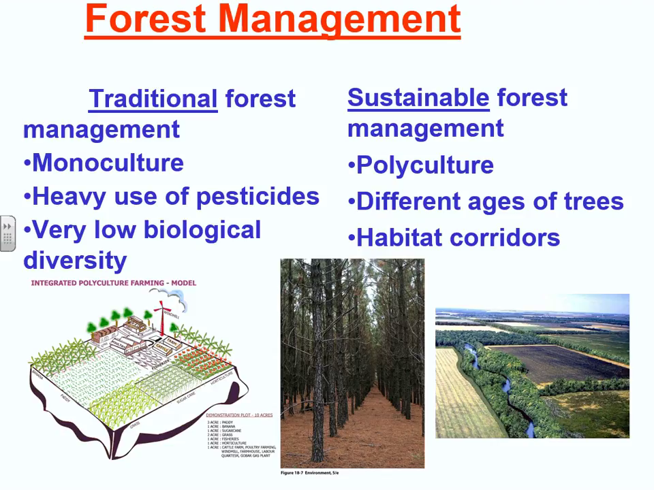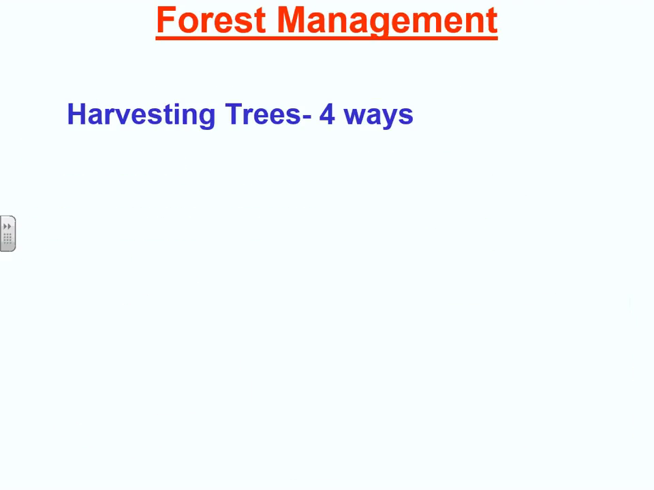And then this will be our last slide. So four ways of harvesting trees. So once we have our trees or our forest, we need to get that lumber or timber for the products that we just talked about. And the first way is called selective cutting. And we're going to go through all four ways, and we're going to contrast them.